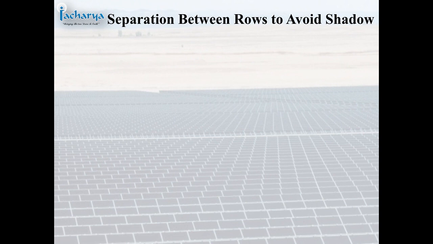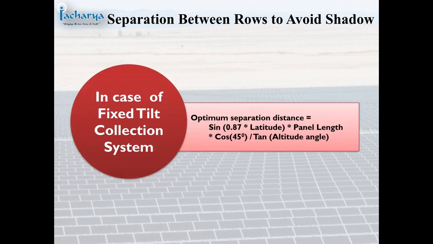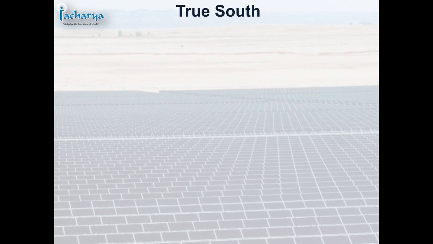Separation between rows to avoid shadow. This slide gives the separation distance as a rule of thumb for fixed tilt solar installation at a time of altitude angle at 9 am or 3 pm. In case of a fixed tilt collection system, the optimum separation distance is equal to sine 0.87 degree latitude into panel length into cos 45 degree by tan altitude angle.